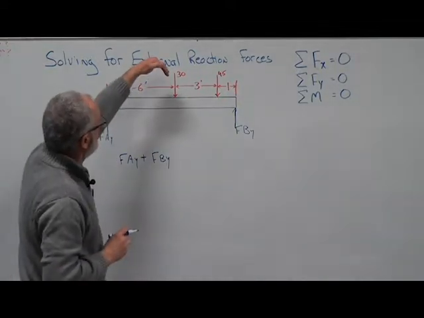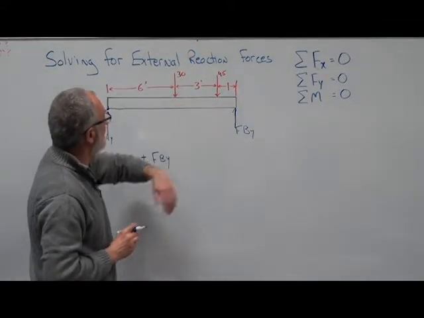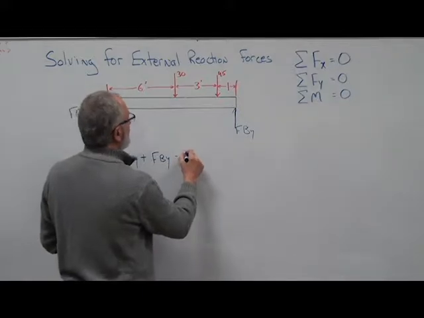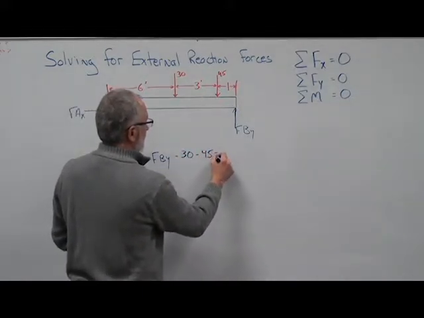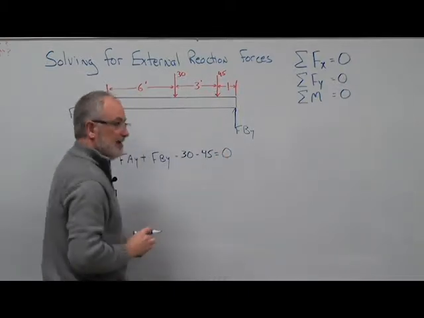And now we look at these guys that are coming down. They're going to be negative forces, minus 30, minus 45. All those forces have to add up to 0.